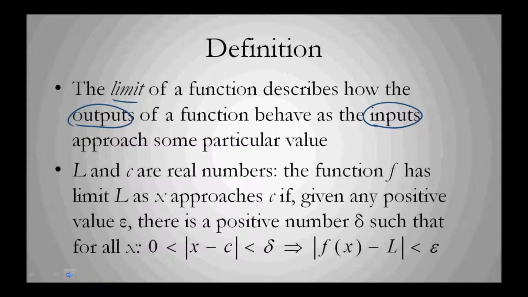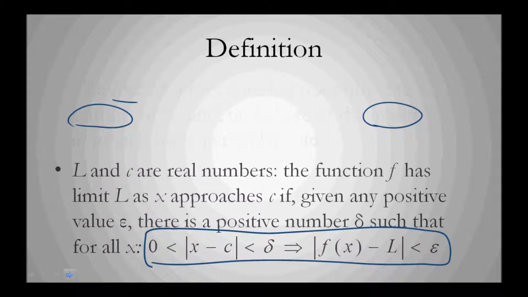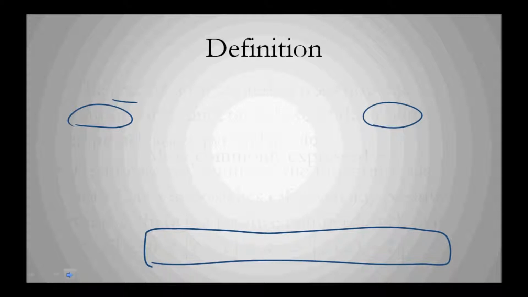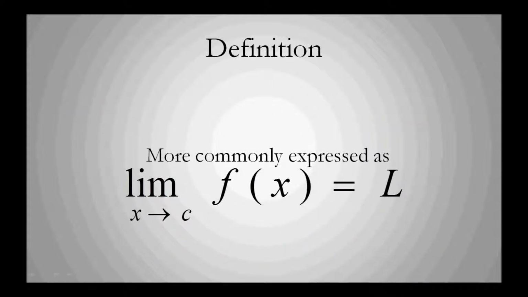The function f has limit L as x approaches C if, given any positive value epsilon, there is a positive number delta such that for all x you have this very formalized and somewhat old-fashioned string of representations of what a limit is. Probably will not see this. Most likely it will appear like this, which is how we commonly see it today.